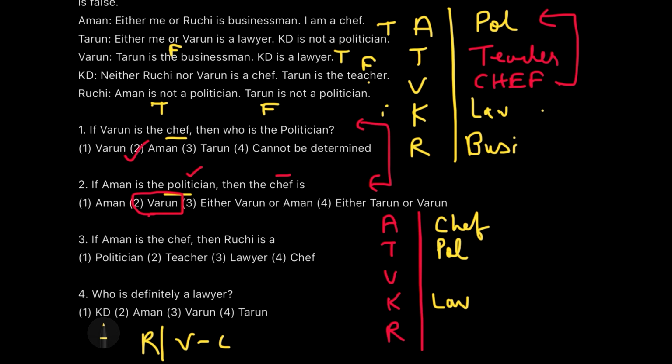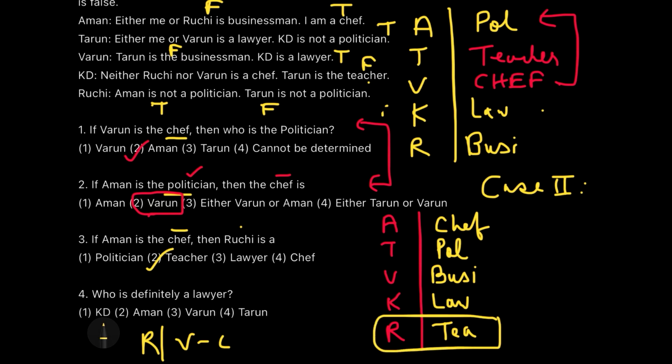We know that Ruchi, if I go down to Aman's statement, says, I am a chef. So this is definitely true. I am a chef. That means either me or Ruchi is a businessman is false. So Ruchi is definitely not the businessman. Now, when Ruchi is not the businessman, the only place left for businessman is Varun, and the only profession left for Ruchi is teacher. So this is my case 2, and in this case 2, I can find out that if Aman is the chef as per the question, then Ruchi is definitely going to be the teacher, because Ruchi cannot be a businessman according to Aman's statement.